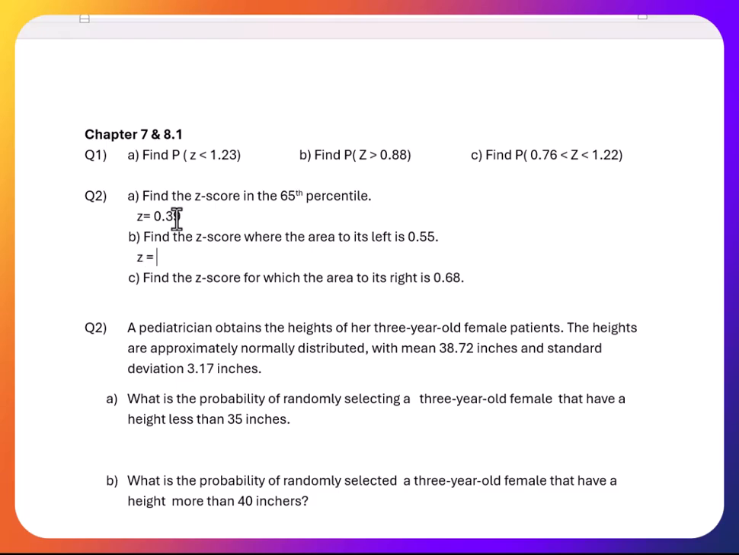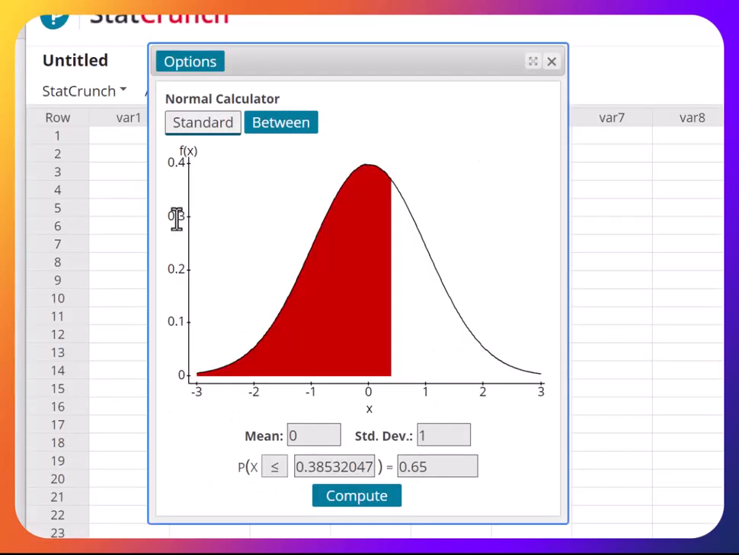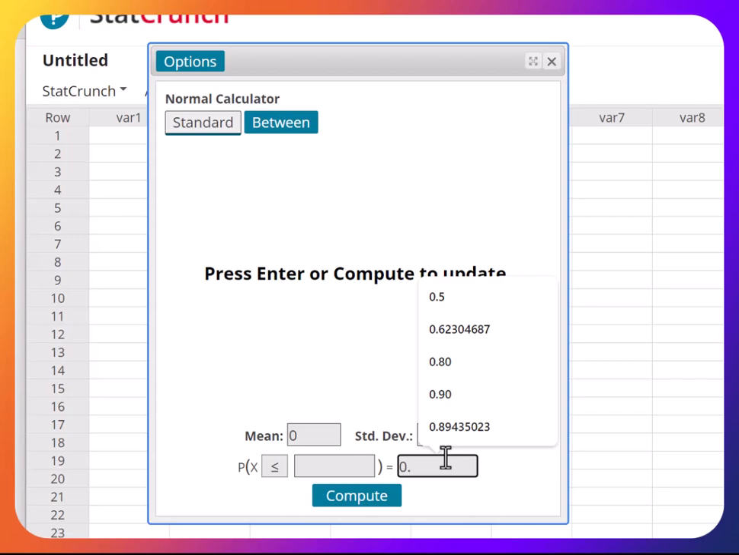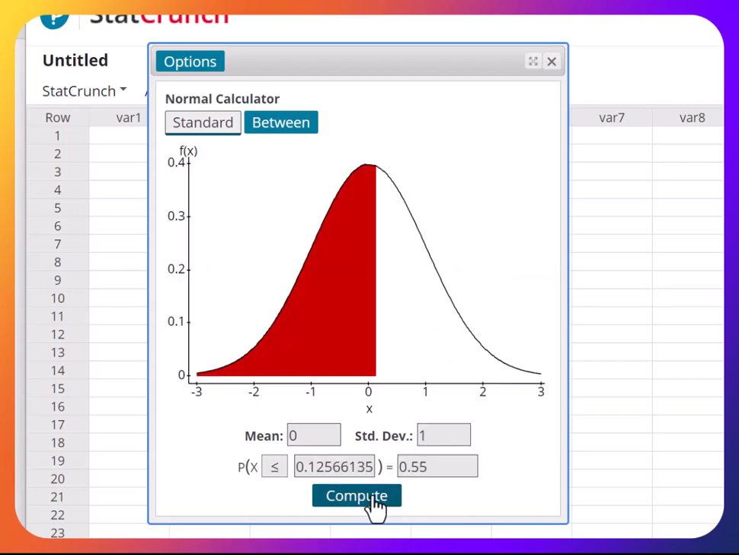So z equals. Now we want the area to its left is 0.55. Okay, same thing. If it is an area to the left, you leave the less than sign. You put the 0.55 right here. And then you hit compute. And here's the z-score. Look, it's right here, right above 0, which is about 1.25613.